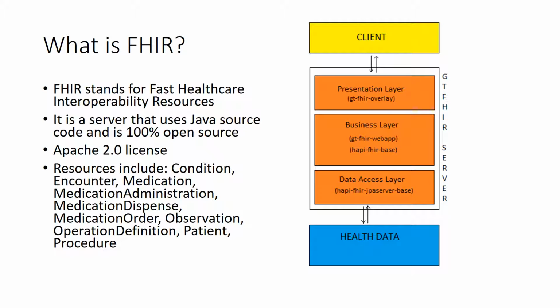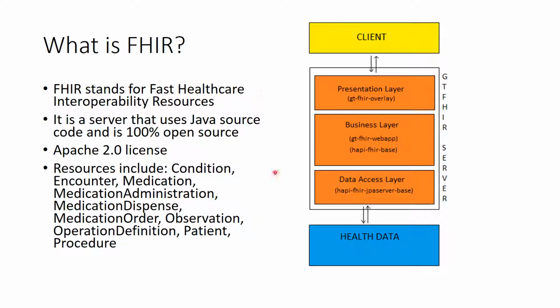FHIR stands for Fast Healthcare Interoperability Resources. It is a server that uses Java source code and is 100% open source. Apache 2.0 comes with an abundance of resources, and we're going to talk in more detail about the condition resource, medical order resource, and the patient resource.